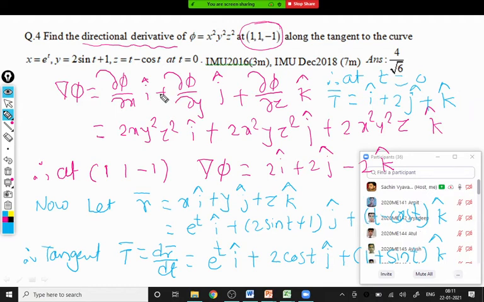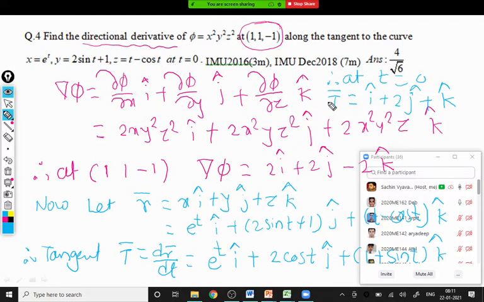The first part, we calculated a directional derivative at the point (1, 1, -1). This is the vector which gives us the directional derivative here. Next, we calculated a tangent vector to the curve at t equal to 0. And now the last step, we want this del phi vector along t bar. So we are going to take a projection, the projection of del phi along t bar.